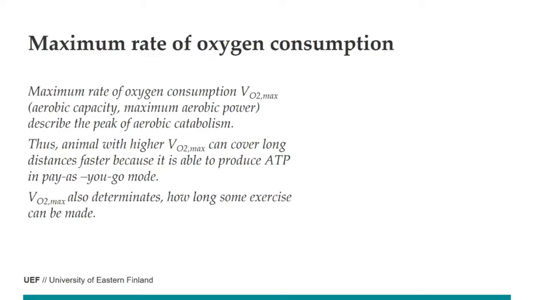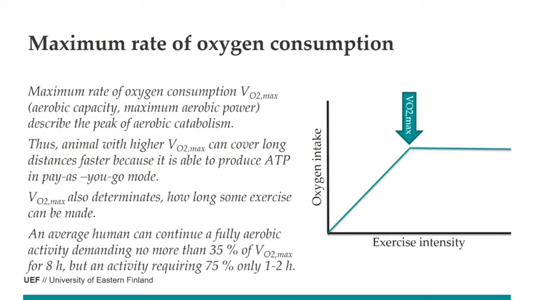We humans hardly ever do anything at the maximum rate of oxygen consumption, even when we are jogging. We can do mild exercise at 35% of the maximum oxygen consumption for 8 hours. But even at 75% of this maximum, we can do it only for 1 or 2 hours.